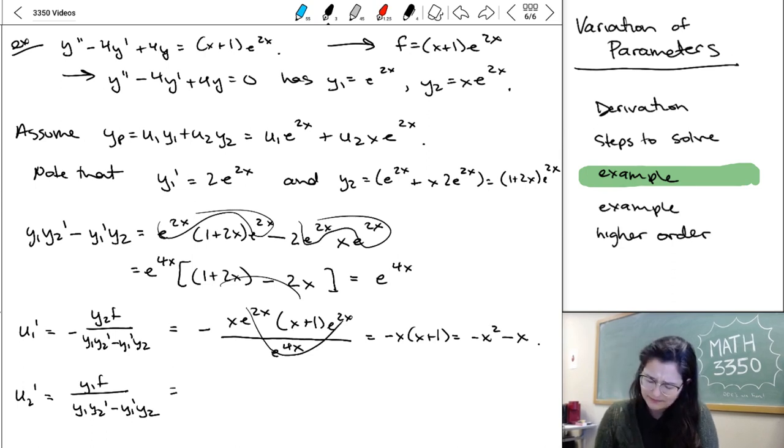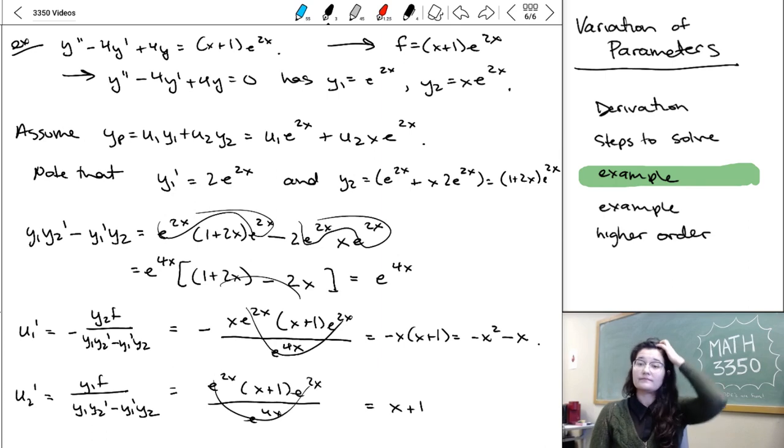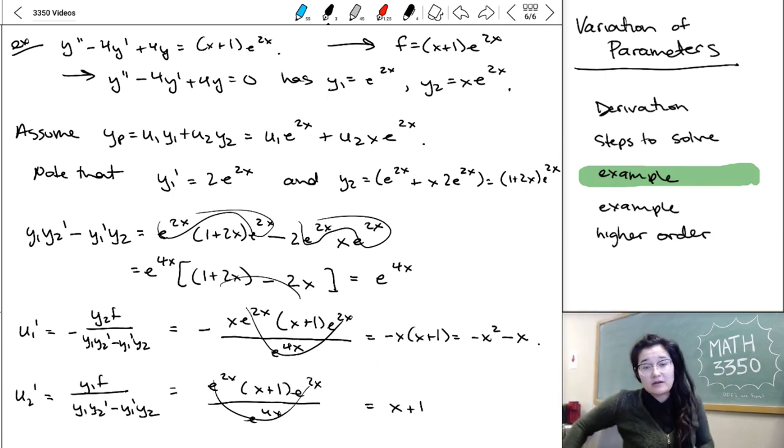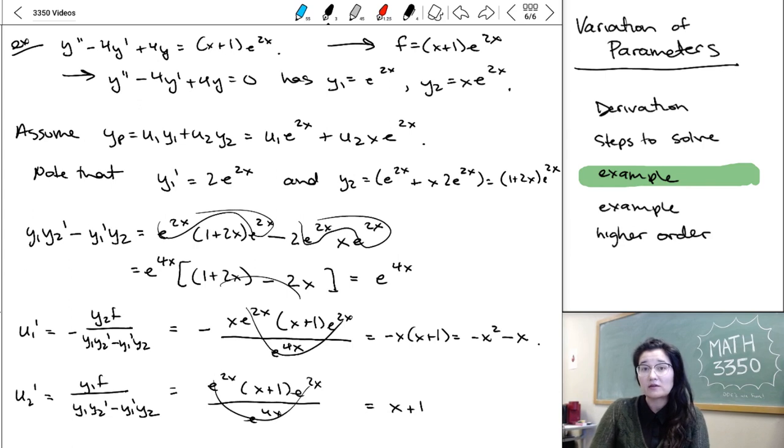And then for u2 prime, I'm going to do y1, which was e to 2x, times f, which is (x plus 1) e to 2x, all of that divided by e to 4x. So I've got that same cancellation that occurs, and I'm just left with x plus 1. So I know what u1 prime and u2 prime are, and I want to find u1 and u2. So my next step is going to be to integrate those two things.